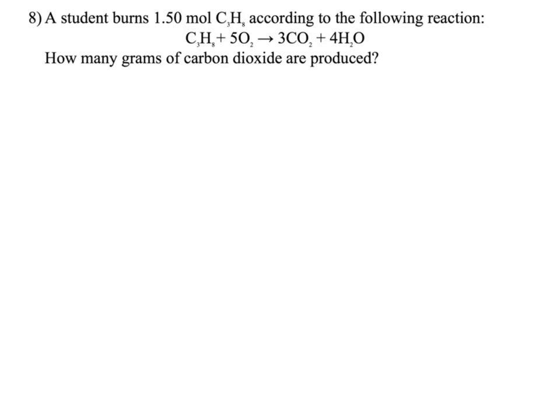All right, number 8. A student burns 1.50 moles of C3H8 according to the following reaction. C3H8 plus 5O2 yields 3 CO2 plus 4 H2O. How many grams of carbon dioxide are produced? Okay, so we got 1.50 moles of C3H8. There's our C3H8. And it says how many grams of carbon dioxide are produced.